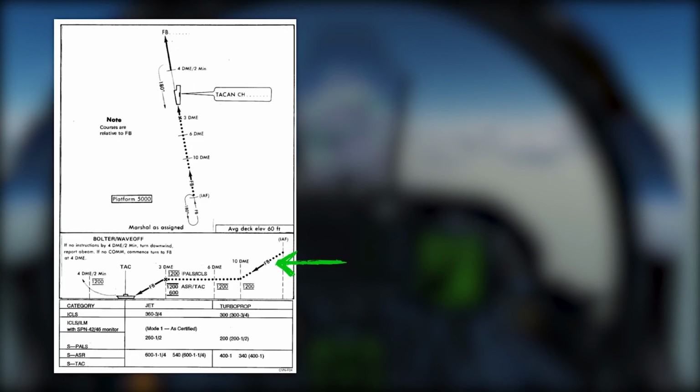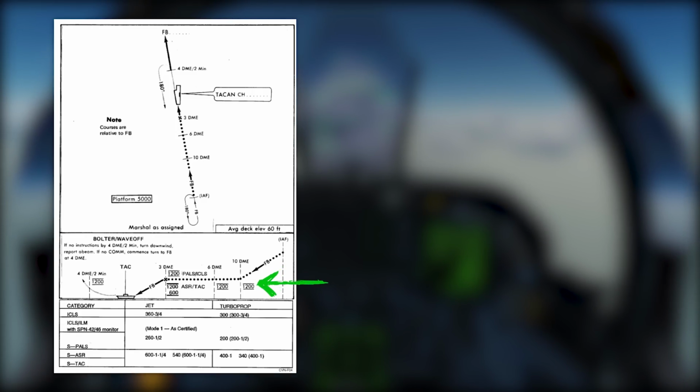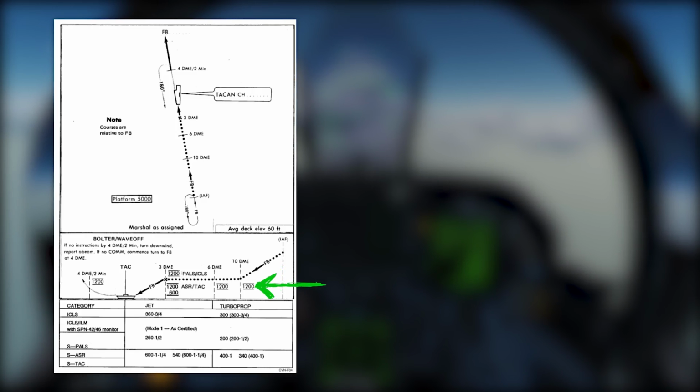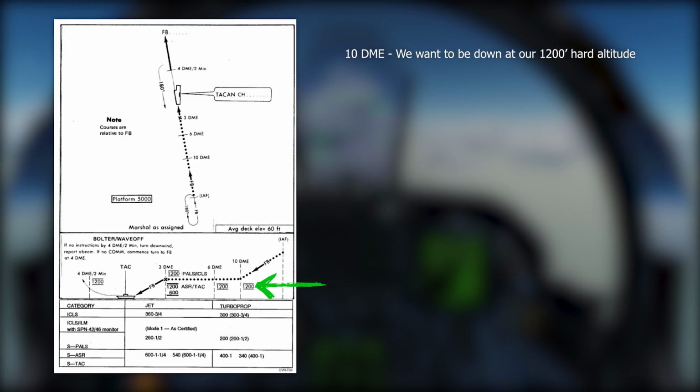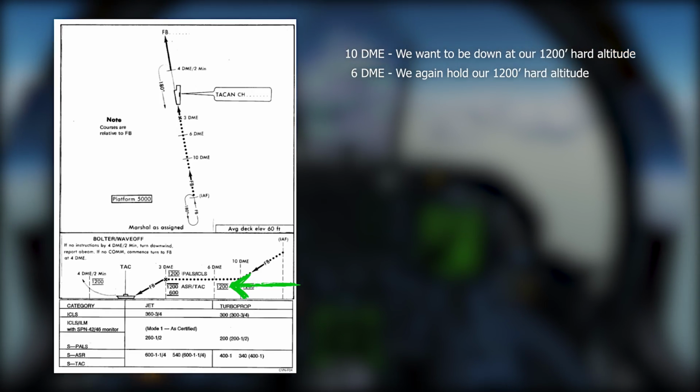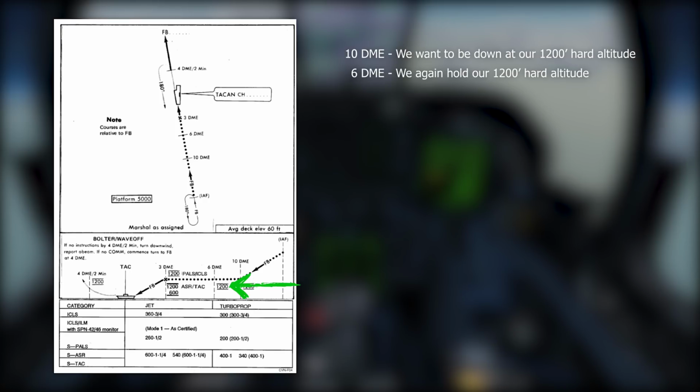The numbers above basically mean when the equipment you are using to measure distance to mom, in our case a TACAN, reads 10, 6, and 3 DME, there is more information on the approach plate below the diagram for those distances. If we move our focus to the approach plate, we can see our descent line from Marshall stack on final bearing. At 10 DME, we see a 1200 with a line above and below. This is our ceiling and floor at 10 DME, which means we are to hold 1200 AGL and go no higher and no lower. At 6 DME, we again see the same 1200 with a line above and below, so we will hold 1200 again.